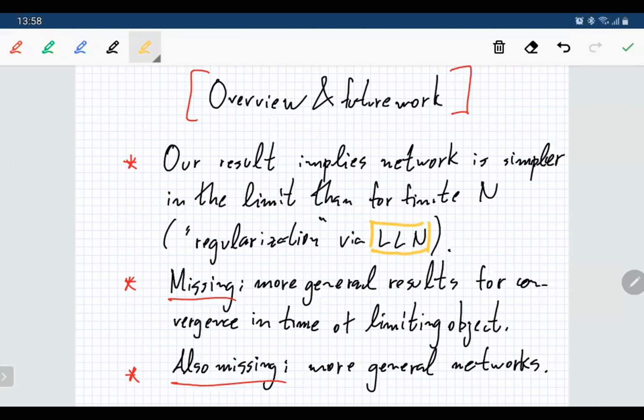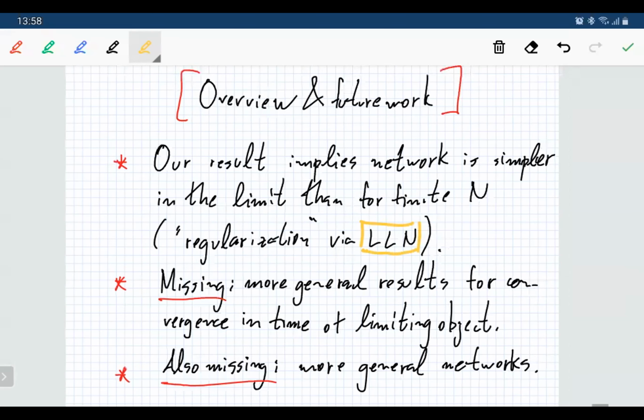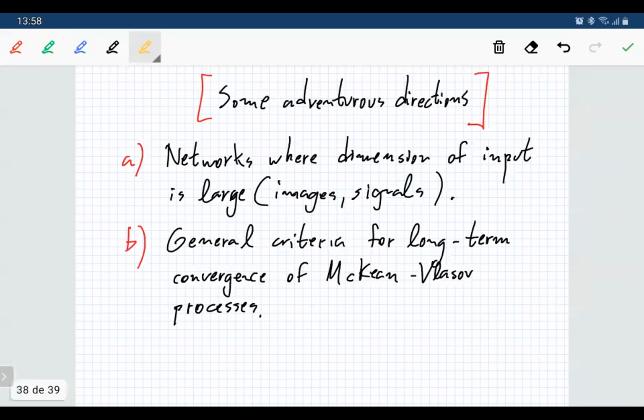Then there are many things missing. You want to consider more general network architectures. You want to have more general results for convergence in time to the limiting object. Goyen has results about that, but perhaps it can be even further generalized. And there are some directions I find very interesting. One is to consider networks where the input dimensions also go to infinity, which makes sense perhaps for images or signals that are subsampled at larger rates.